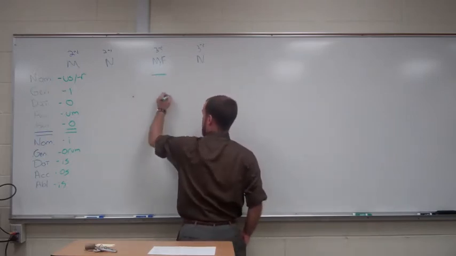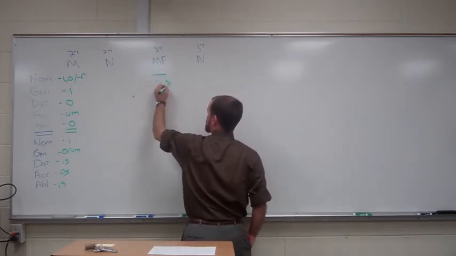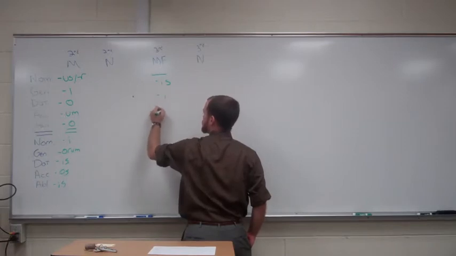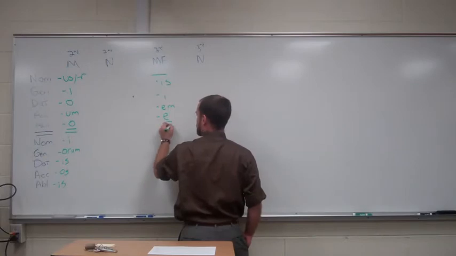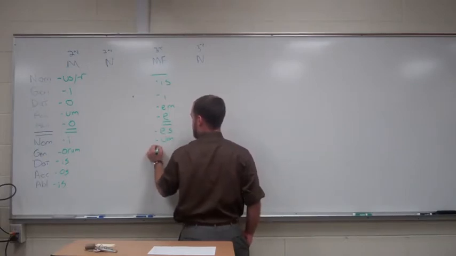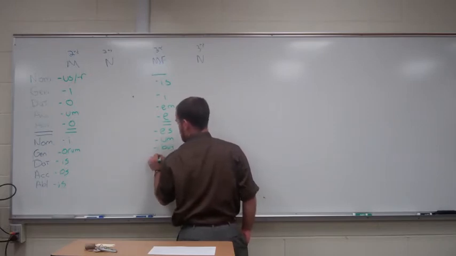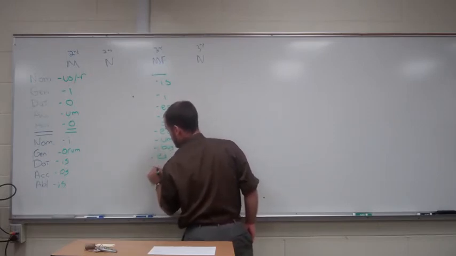Let's jump over to the third declension. Nominative is dash, genitive ees, dative e, accusative m, excellent, ablative e. Plurals: ace, ebus, a's, and then a final ebus.